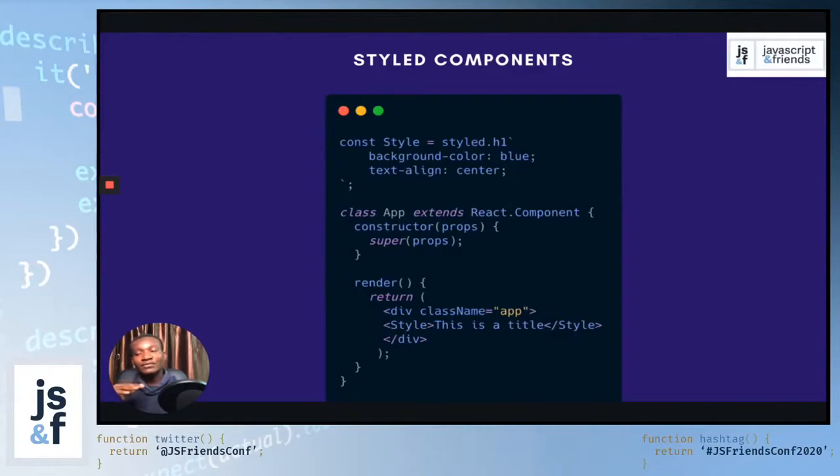So this is a very small example of how you can use styled components. Right here we have a styled component with the element as h1. In this styled component, the style should be background color blue, and the text align should be center. Look at what I'm returning that the user would be seeing: I'm saying this is a title. Because I am wrapping this in the styled component, automatically it's going to pick the component style I am referencing in the style above.